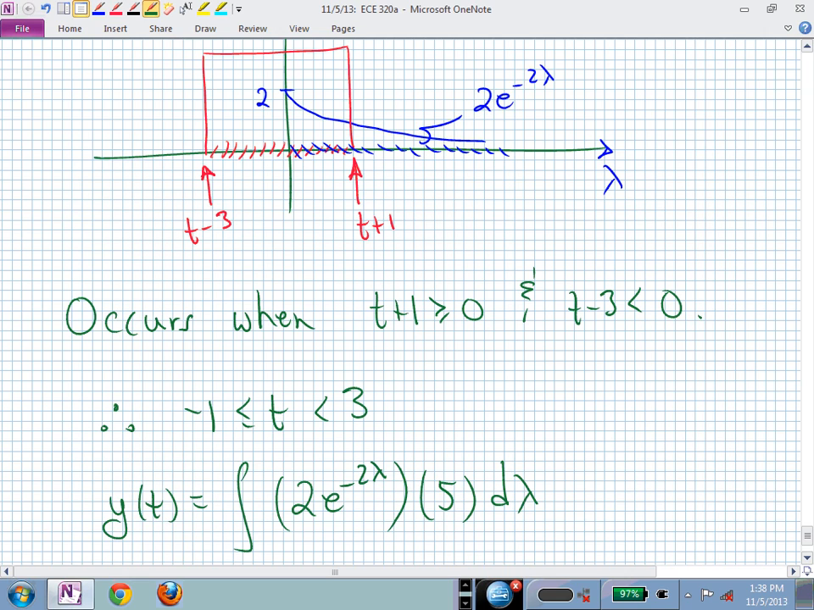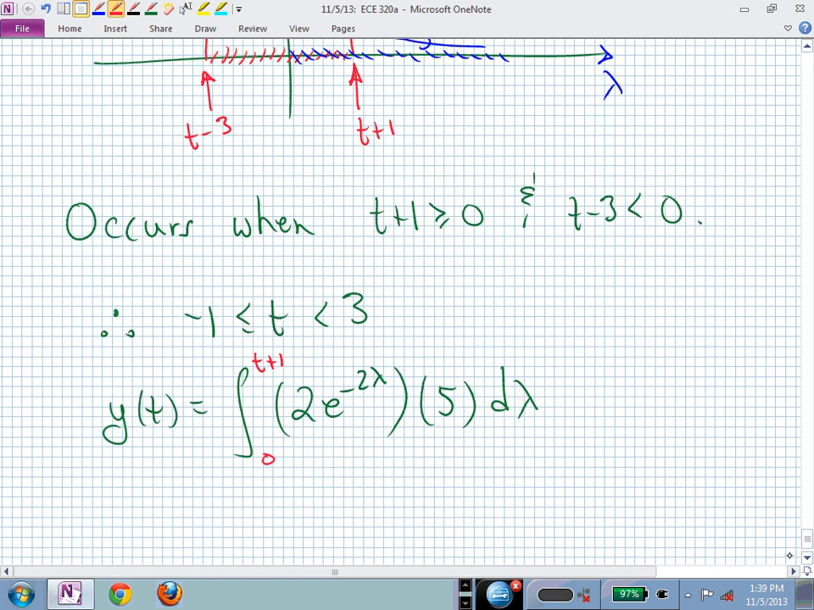So this product, which you see, the blue and the red, is giving you 5 times 2e to the minus 2 lambda. And now between what limits? From 0 to t plus 1. And that's not the same as from -1 to 3, is it? So the interval of time when this is true is not necessarily the same as the limits on the integration. Make sure you're clear on that.